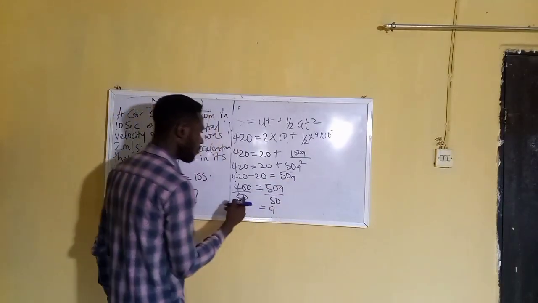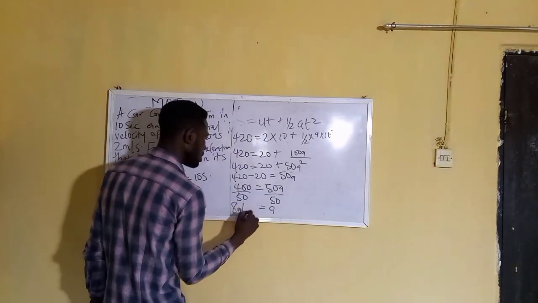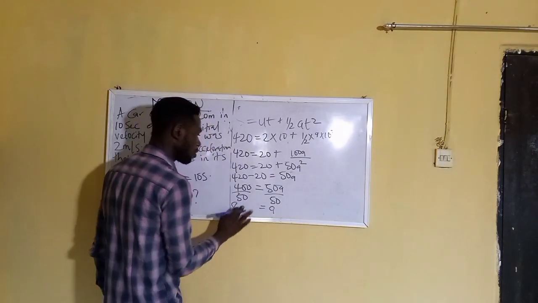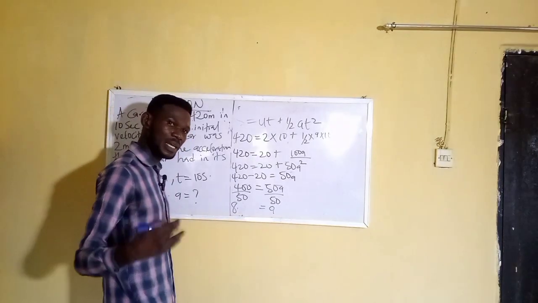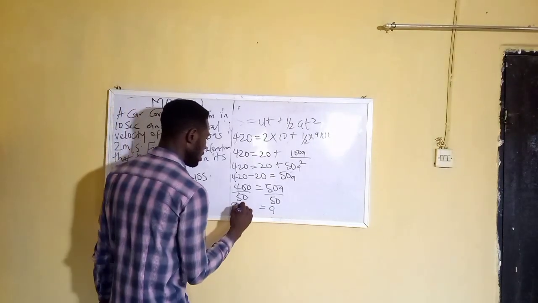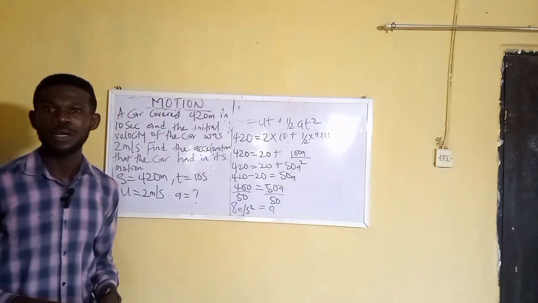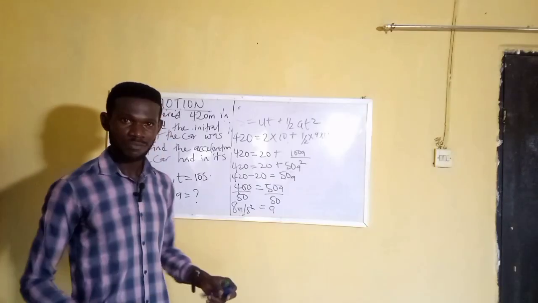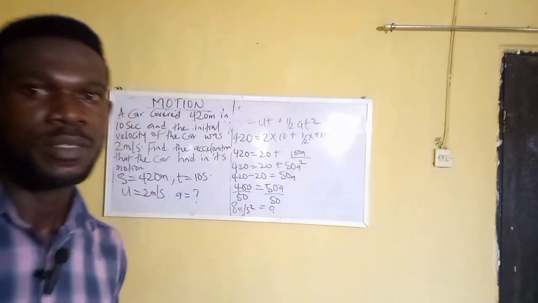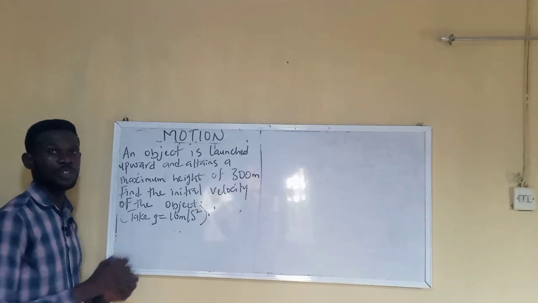So that means 400 divided by 50 is 8. So this is 8 meters. Now, because it is acceleration, the unit has to be meter per second squared. So this is actually 8 meter per second squared. That's how to carry out the calculations on acceleration. So let's proceed. Now let's take this question.